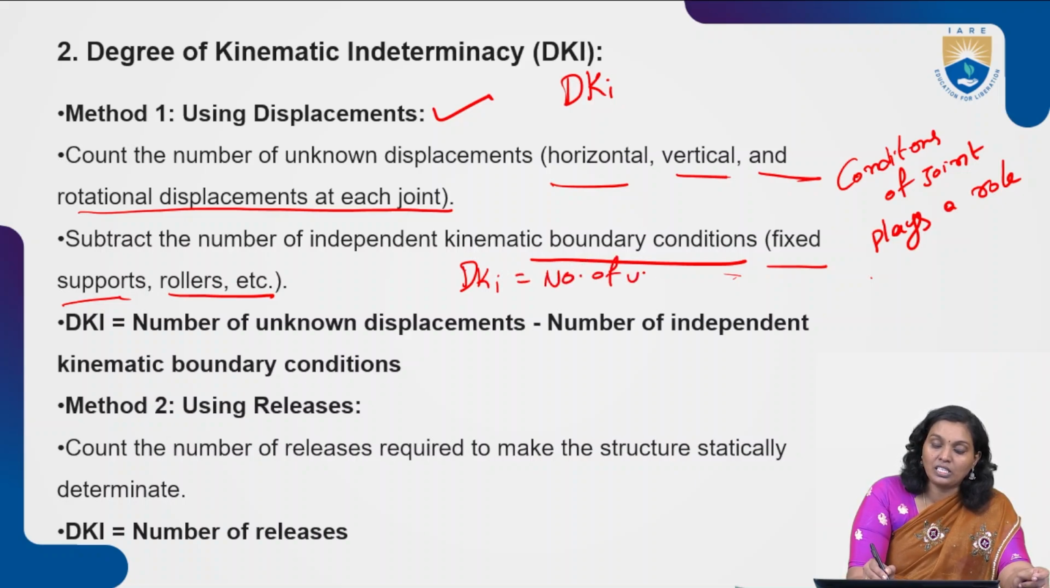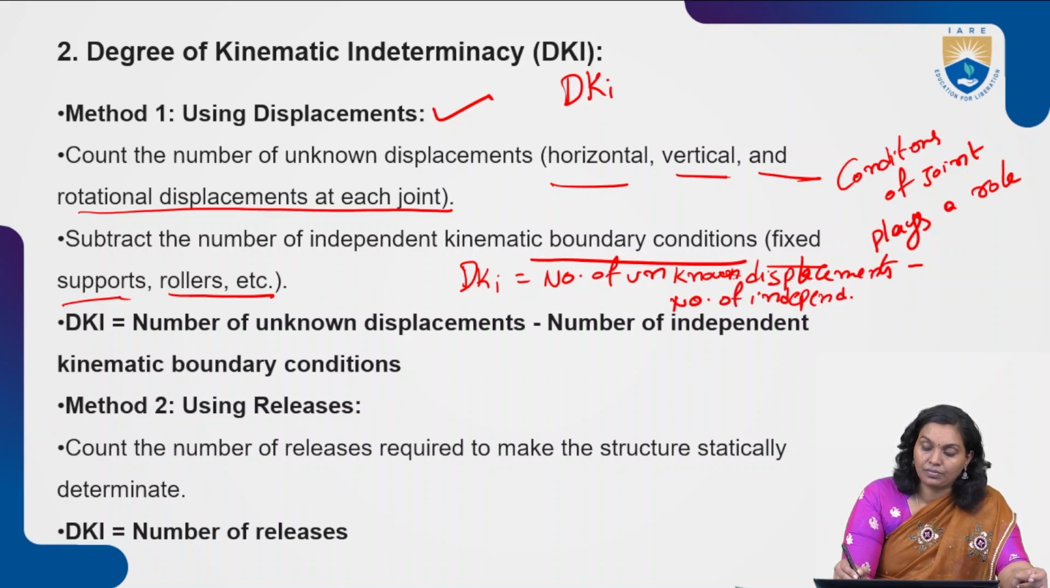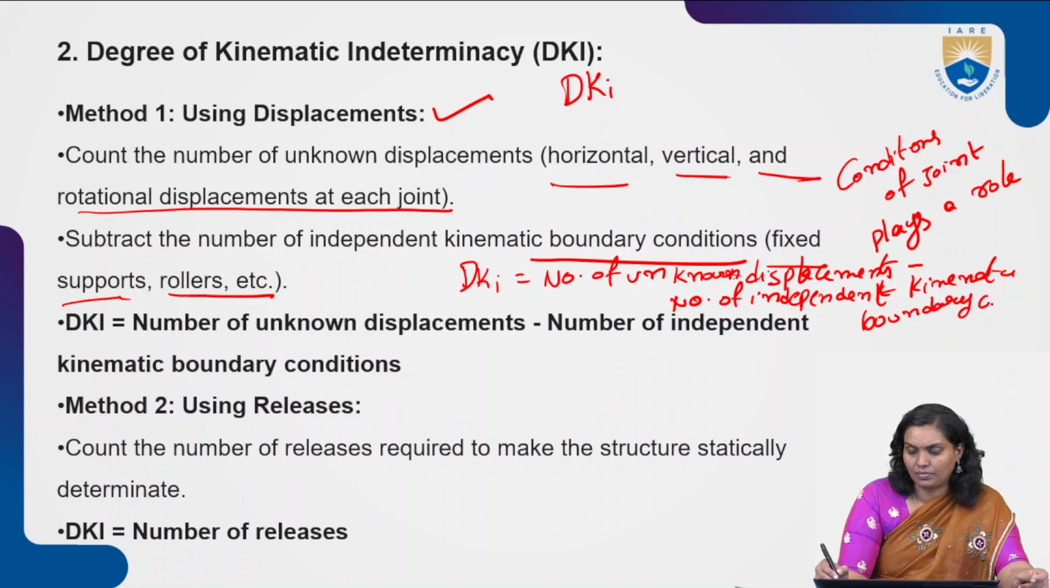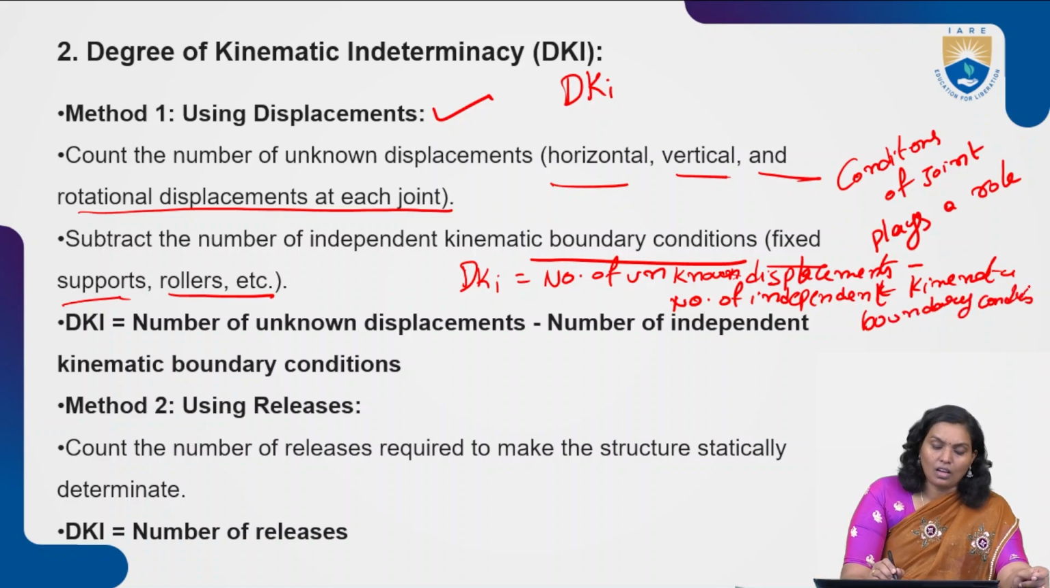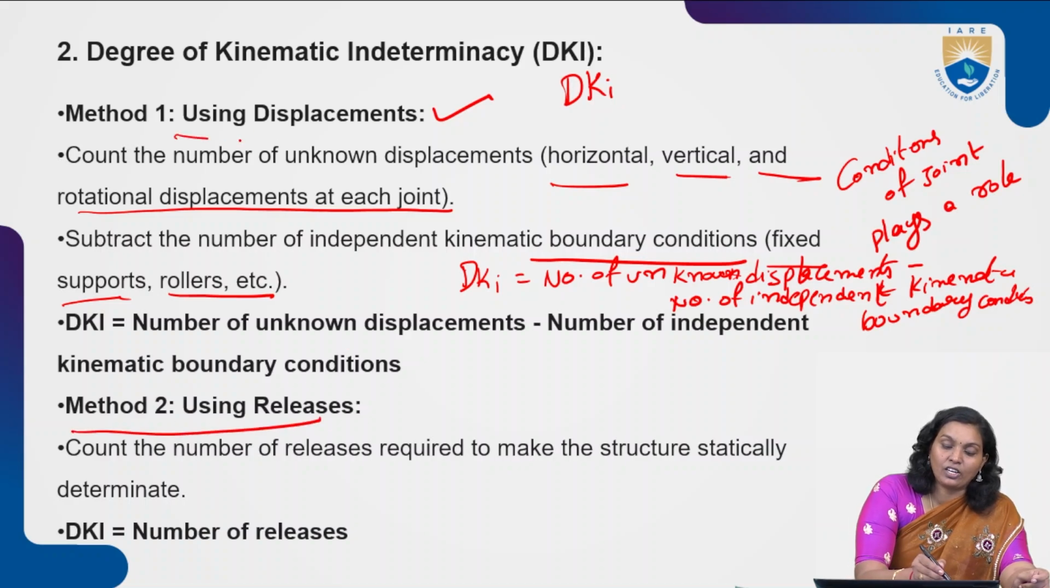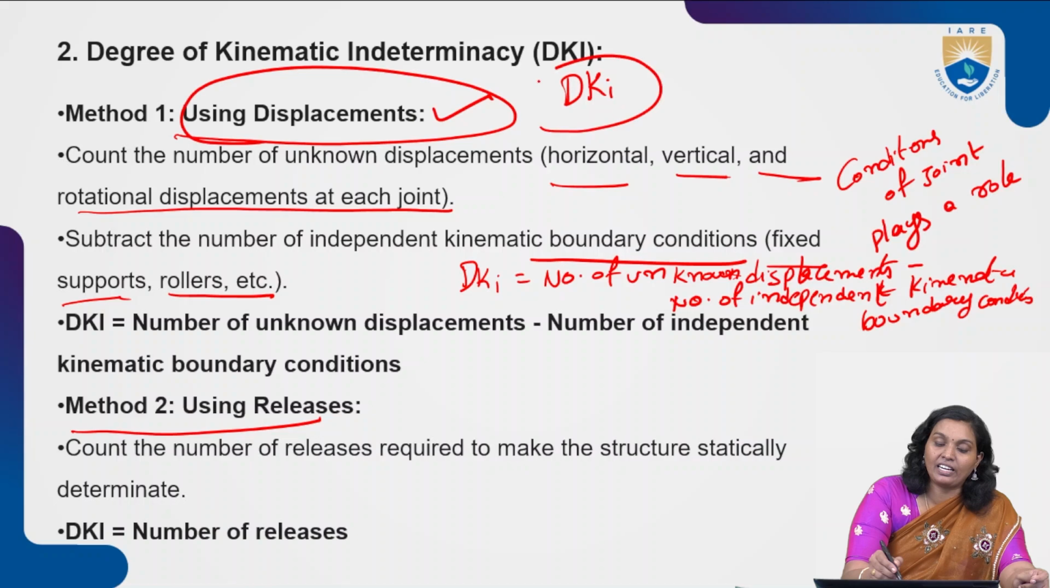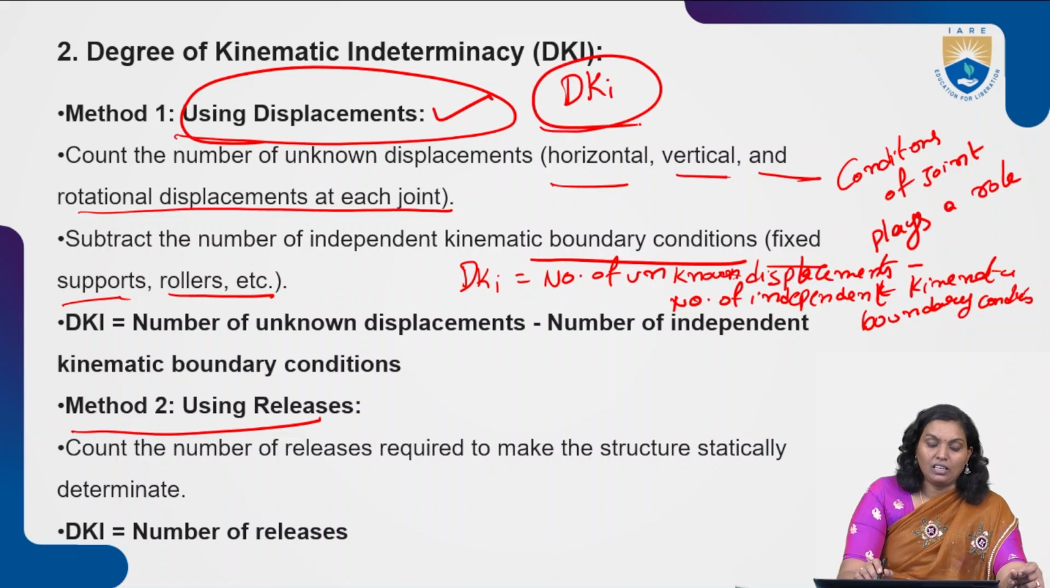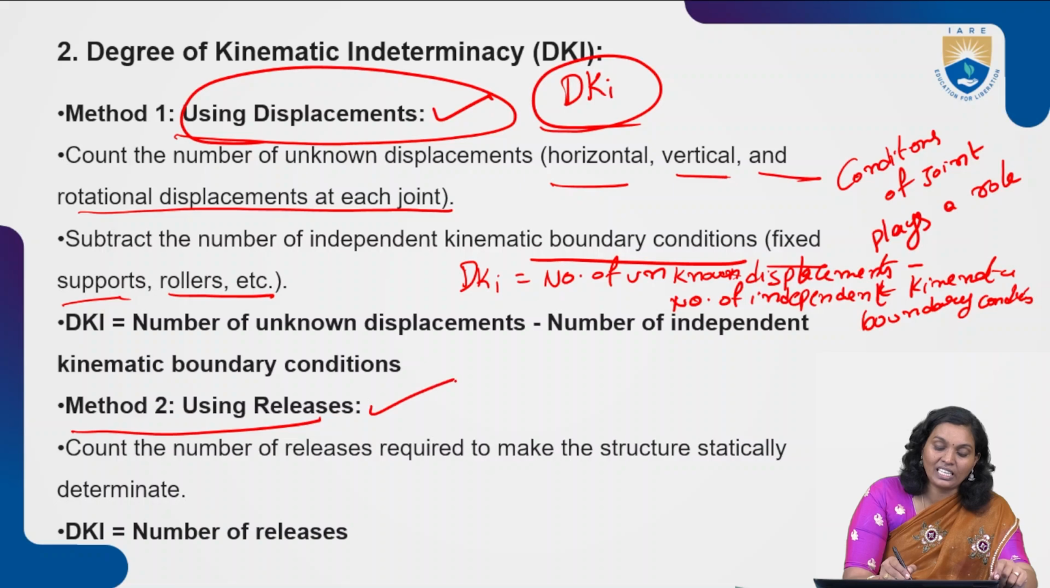Degree of kinematic indeterminacy is equal to the number of unknown displacements minus the number of independent kinematic boundary conditions. Now, method 2: using displacements is one method to identify the degree of kinematic indeterminacy. Now move on to the other method, using releases.